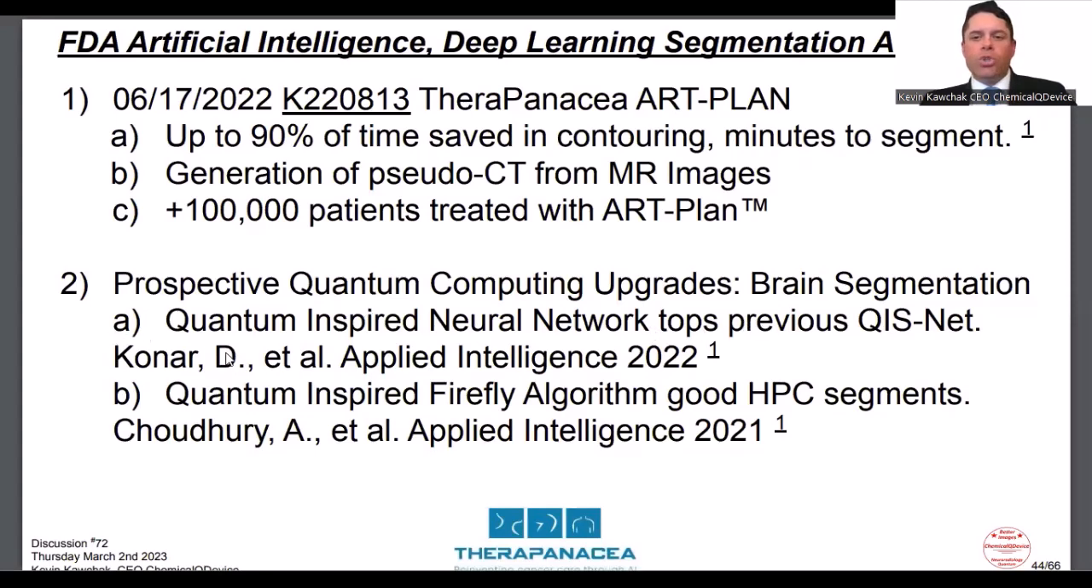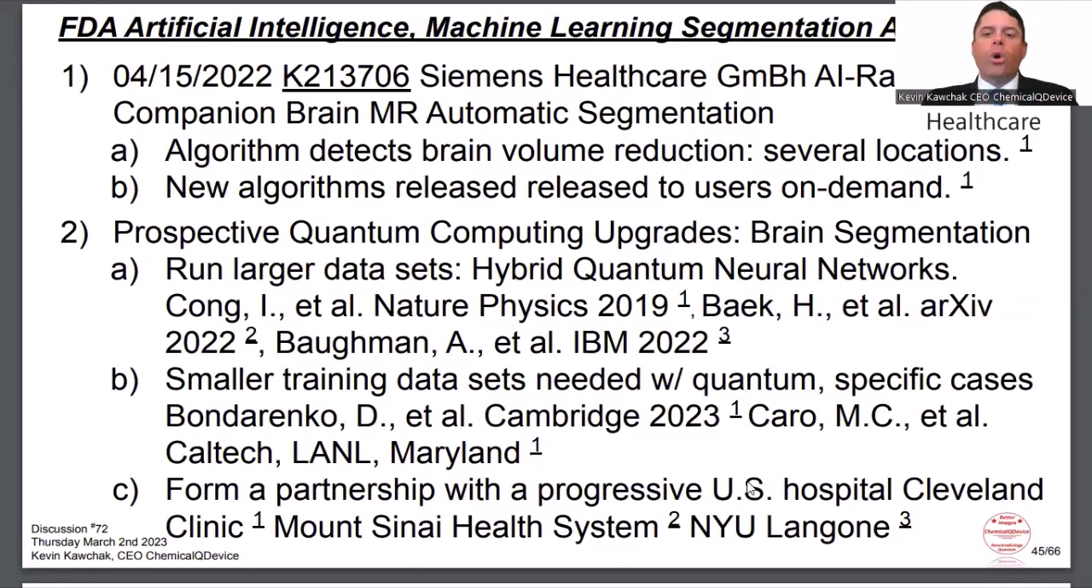So this first one, 2A, they found that it topped their previous KISS net with this quantum inspired neural net. And then this other one, a quantum inspired Firefly algorithm, they said it creates good hippocampus, HPC, segments. And these papers are fairly recent, 2022, 2021, starting to incorporate quantum into things. Now, the second one is Siemens Healthcare, and basically a lot of these are automatic segmentation.